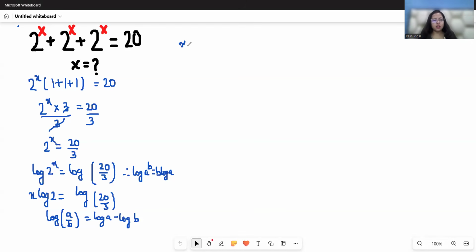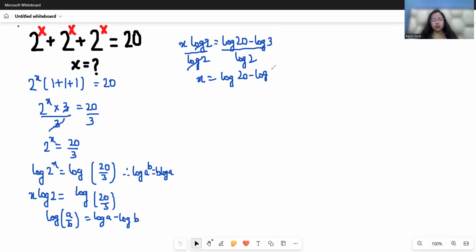So x log 2 equals log 20 minus log 3. Now if I divide both sides by log 2, this will cancel out. x equals (log 20 minus log 3) by log 2. So x equals log 20 by log 2 minus log 3 by log 2.